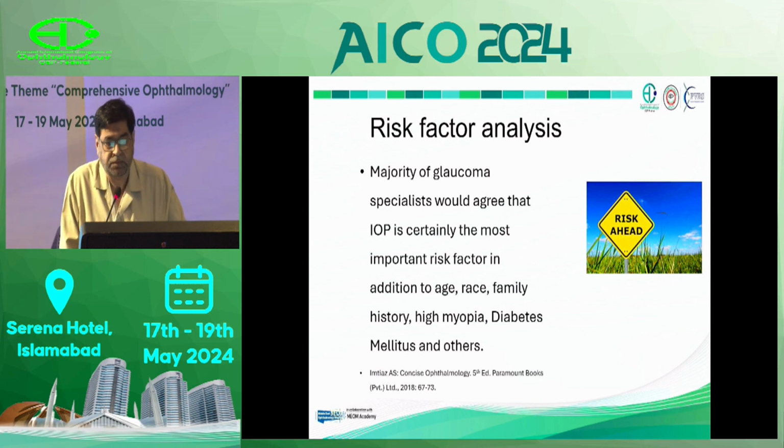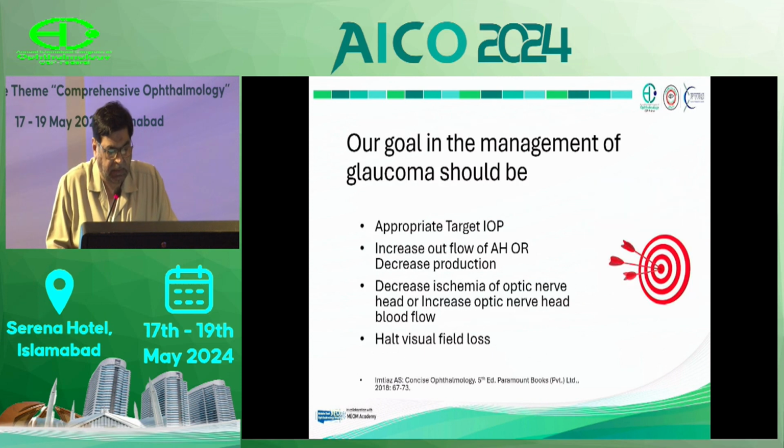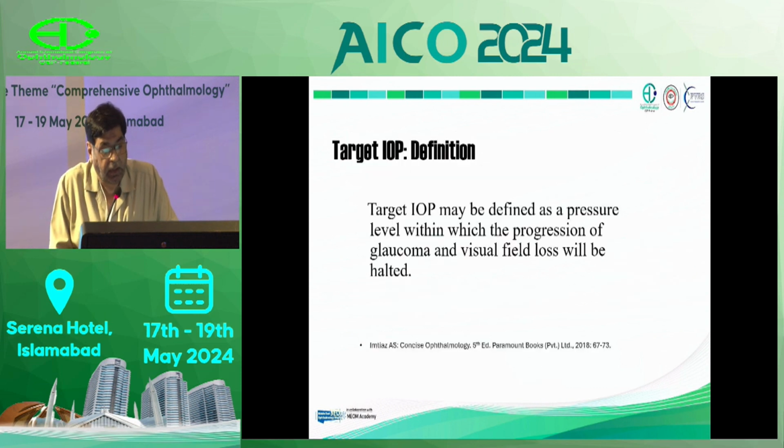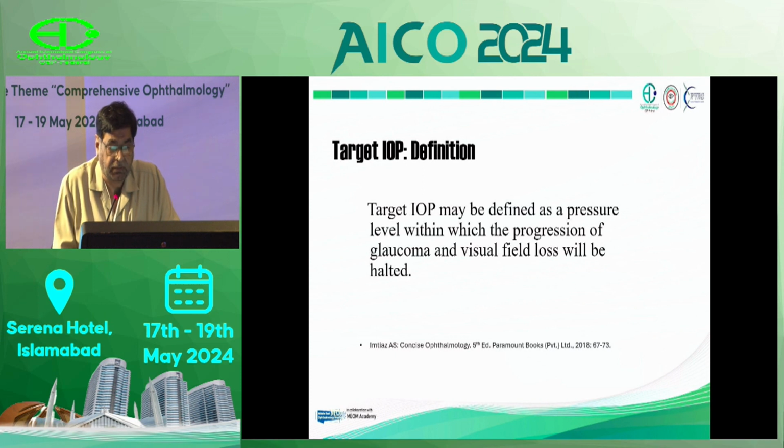The majority of glaucoma specialists would agree that IOP is certainly the most important risk factor in addition to age, race, family history, high myopia, diabetes, and others. Our goal in the management of glaucoma should be to achieve appropriate target IOP to halt visual field loss. Target IOP may be defined as a pressure level within which the progression of glaucoma and visual field loss will be halted.